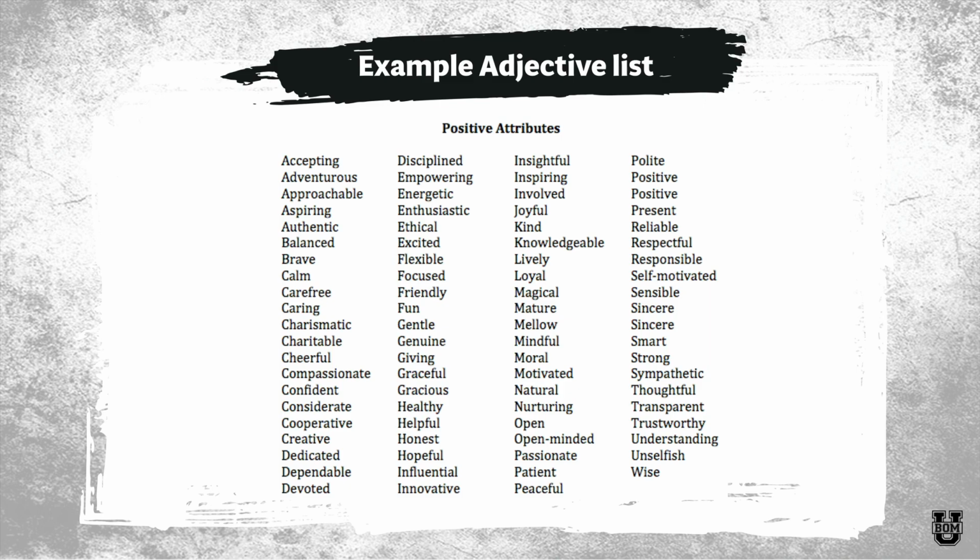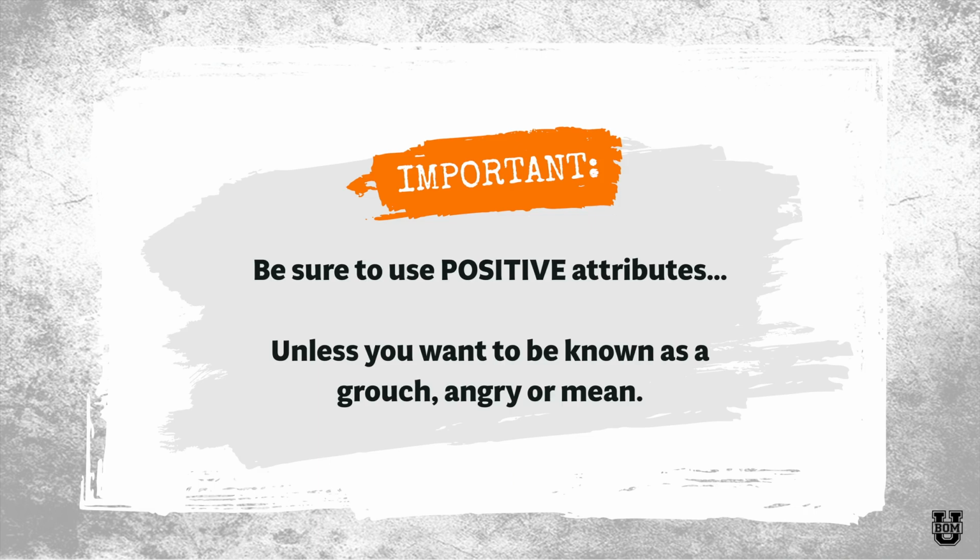And here's just an example list of adjectives. Obviously, it's not exhaustive, but it just kind of gives you an idea of what to do when you start doing this. And it's really important, and this kind of goes without saying, but I do want to stress it, that you want to use positive attributes. Unless you want to be known as a grouch or an angry person, use the positive attributes, because those are the things that are going to connect with people.